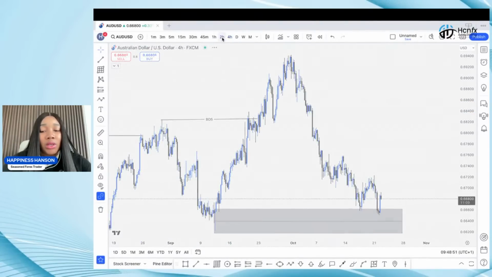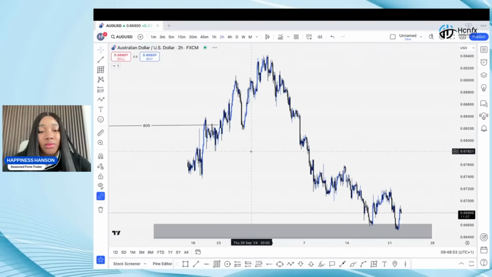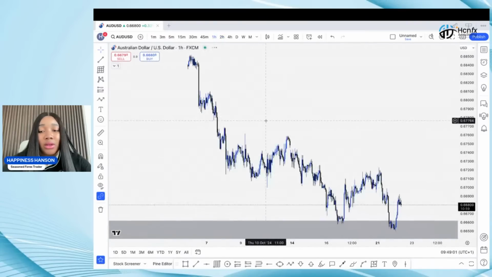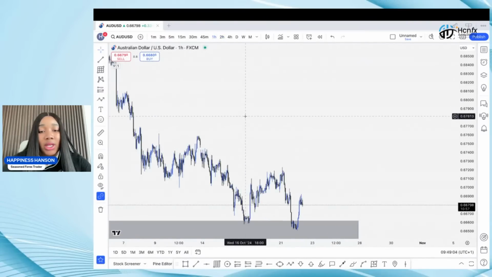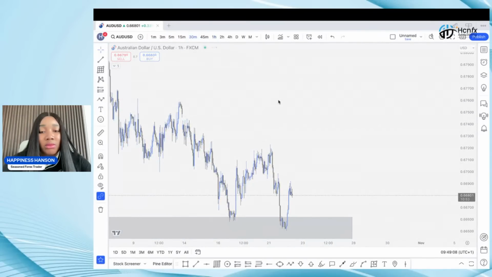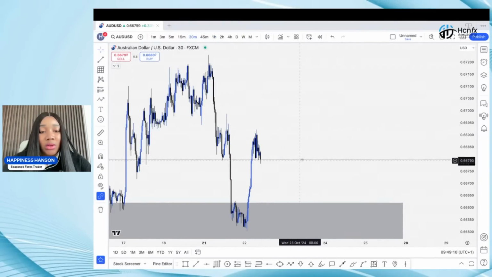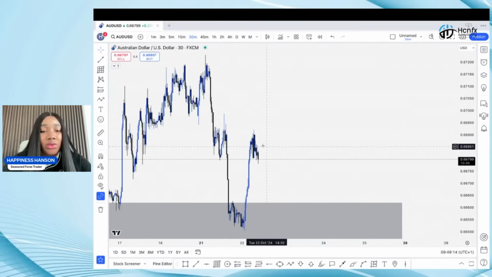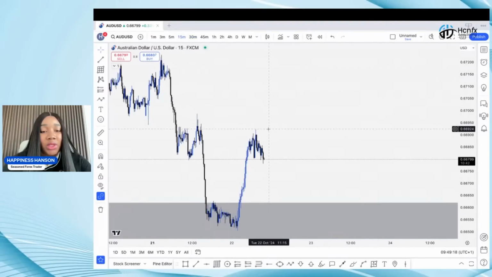As price has mitigated the higher time frame, we need to look for confirmation to get in. Looking at it from 2 hours, still aligning. 1 hour aligning too. So let's look at 30 minutes. Okay, from 30 minutes, we've gotten the buy we need. Now, what else do we need to enter this particular trade? Let's read from 15 minutes.